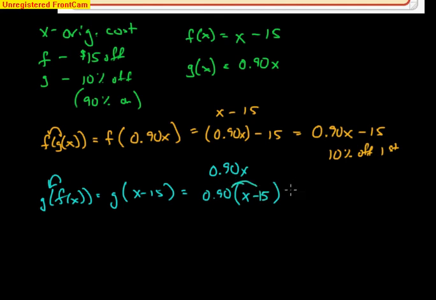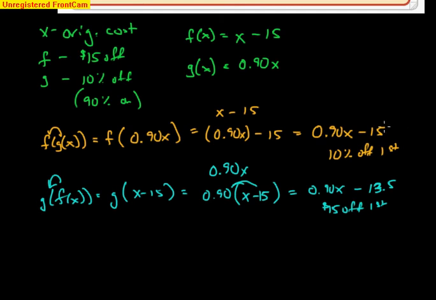And this one, we can actually multiply. We can distribute. And we get 0.90x minus 13.5. And this is if you do the $15 off first. Inside function first. And now the follow-up question will be, okay, which way will the store make you do it?